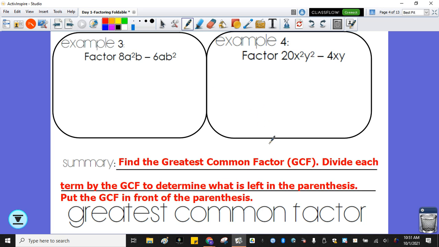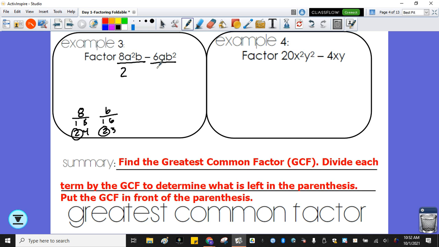All right. 8 and 6. Greatest common factor? 2. If you don't know them, you're going to write all your factors down. 8 is 1 and 8, 2 and 4. 6 is 1 and 6, 2 and 3. So it's 2. I know you already said 2, but I'm just showing you for when the numbers get bigger.